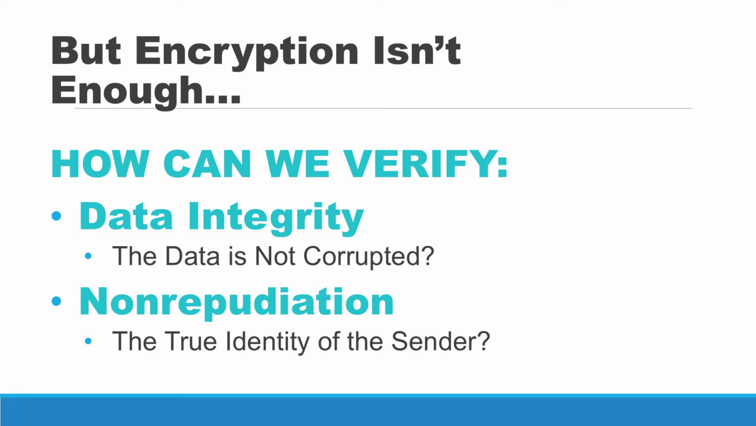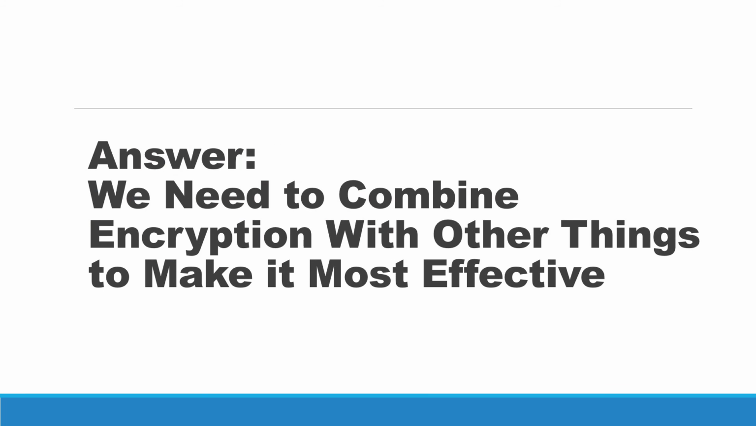Namely, how can we verify that the data is not corrupted? Or how can we verify that the true identity of the sender is preserved in transmission? These concepts of integrity and non-repudiation need to be addressed through other means. In order to answer the two questions, we must find a way to combine encryption with other important methods to make it most effective.